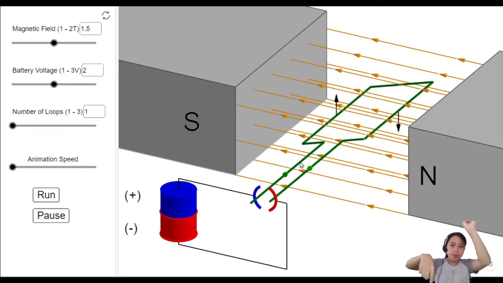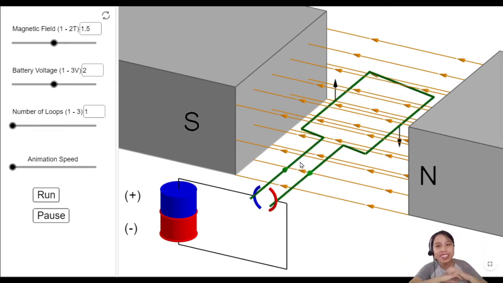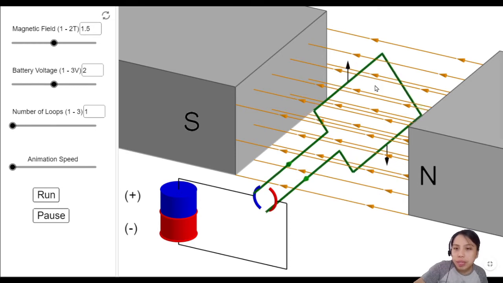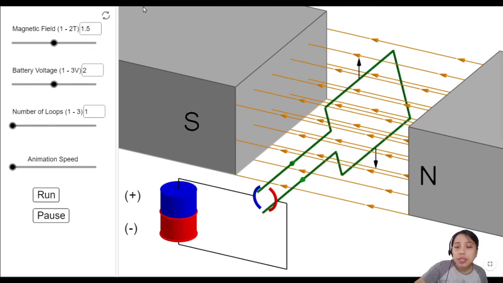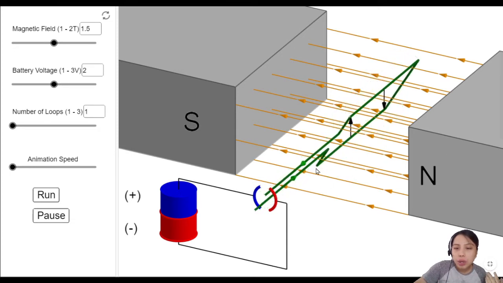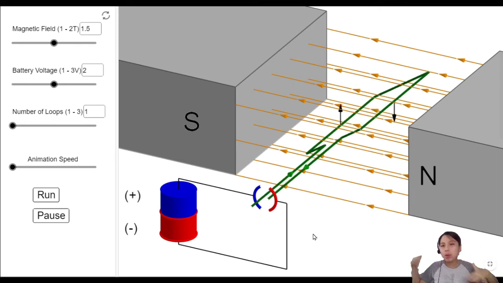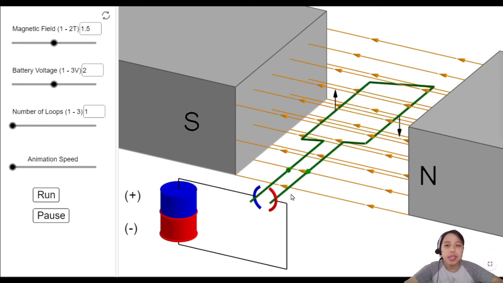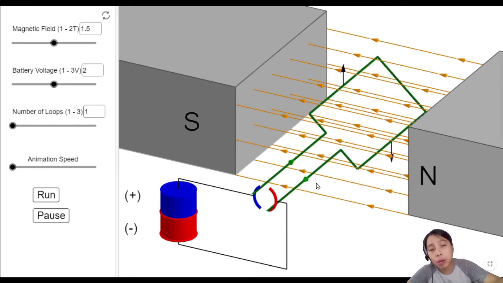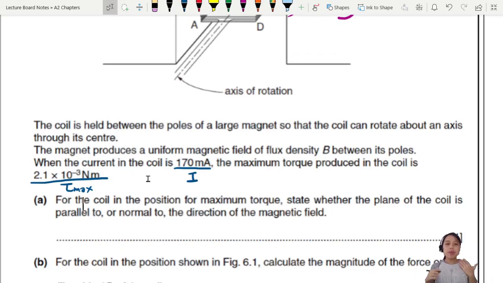And so because there is current in the conductor, there will be a force on the conductor and there will also be a torque. Remember what torque is from AS. These two forces are in fact a couple, so the torque of a couple: same magnitude but different direction. So this is how a motor works. You put current in there, it will turn, and this turning coil will rotate a wheel or toy car or fan. So that is how DC motors rotate. And they told us the maximum torque. So for the coil in the position for maximum torque, state whether the plane of the coil is parallel or normal to the direction of the magnetic field.